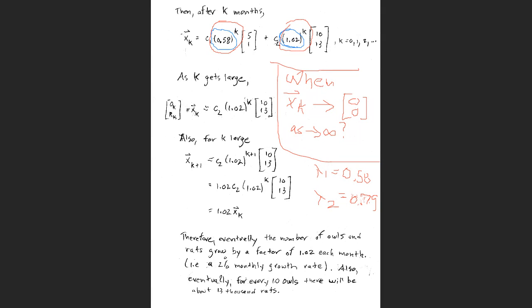Okay, let's say that lambda 1 is 0.58 and lambda 2 is 0.79. Would that spell trouble for the owl and rat populations? Okay, Justin says yes.